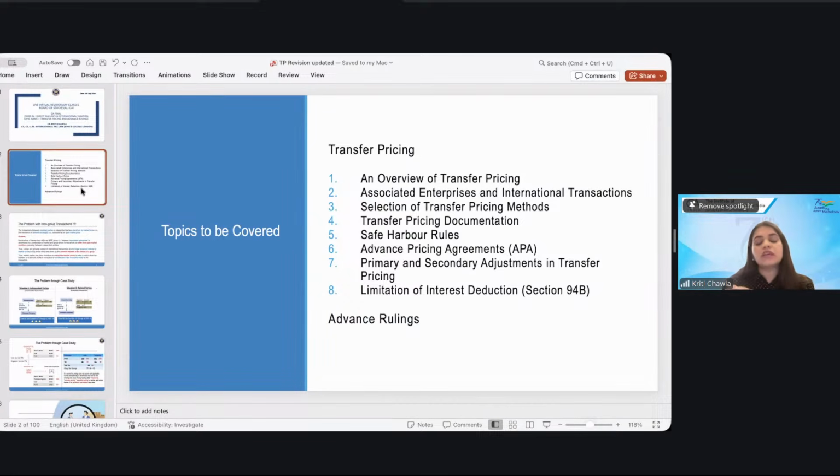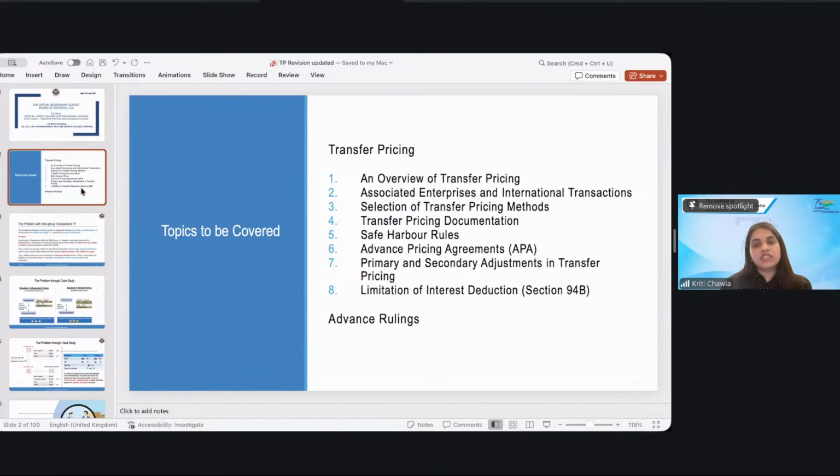After that, we will be talking about the three-tier documentation structure that has been brought in by OECD BEPS Action Plan 13. Now, BEPS Action Plan 13 has been incorporated in the Indian Income Tax Act through Section 286. That is what we will be talking about. After that, we will be talking about safe harbor rules. Then we'll talk about something called as APA, which is Advance Pricing Agreements.